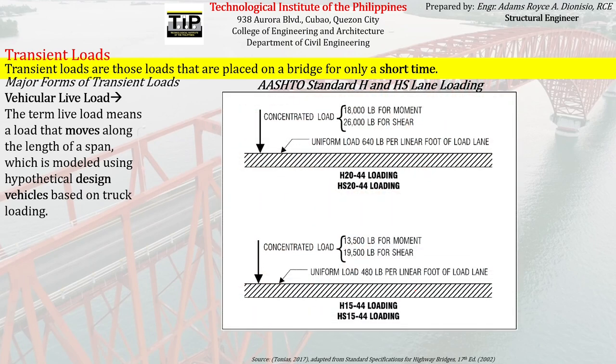After that, there is another set of loading that AASHTO formulated. Before, most of the load depended on truck loading. Now, after some time, AASHTO changed it: instead of truck loading, they based it on lane loading. So there was another new vehicular live load provision from AASHTO.